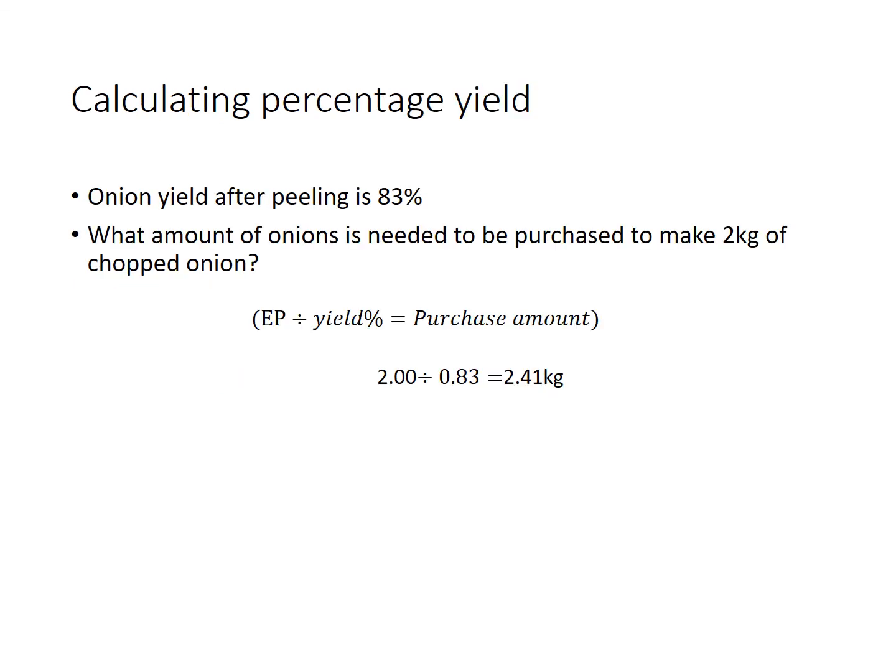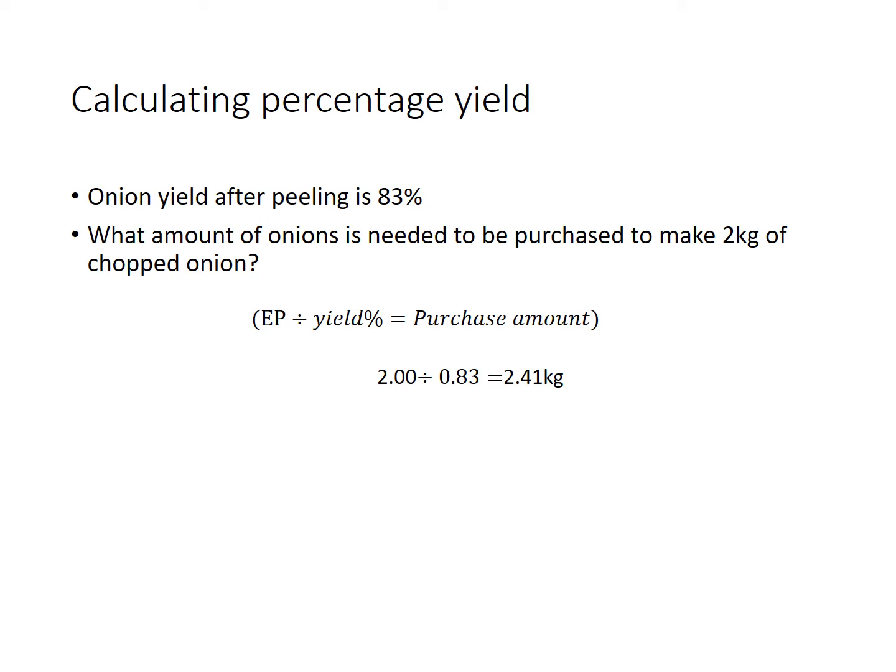So calculating the percentage yield. Let's just say the onion yield after peeling: we've got 100%, and then the edible portion of the onion is 83%. So the question really is, what amount of onions needs to be purchased to make 2 kilograms of chopped onions? We're not talking about the as purchased weight, but we're talking about the edible portion weight. And we said again that we're at 83% EP, edible portion of the onion left.